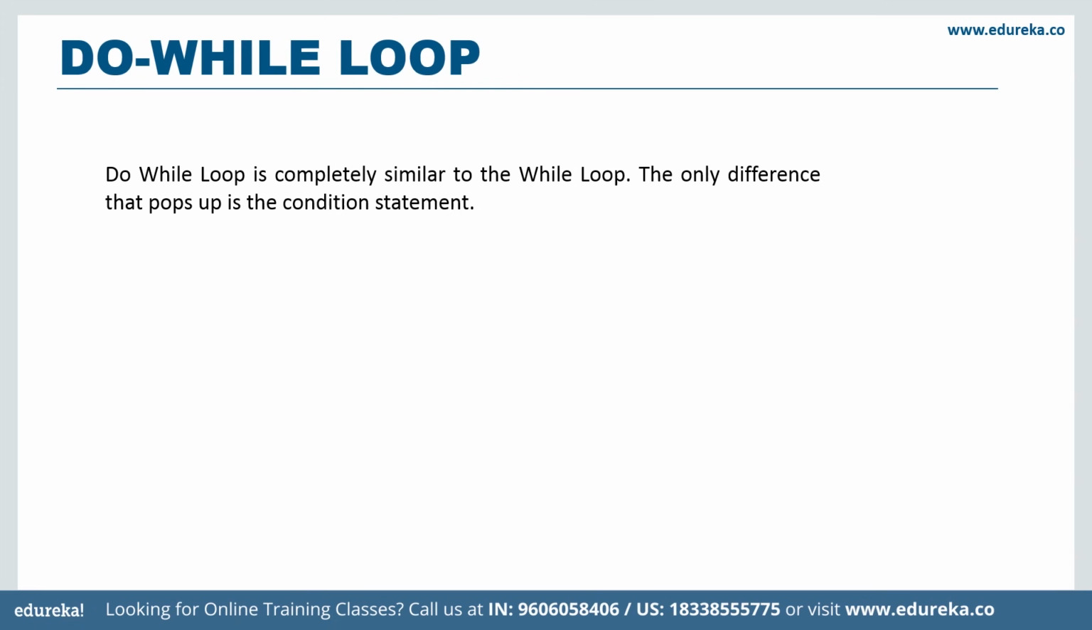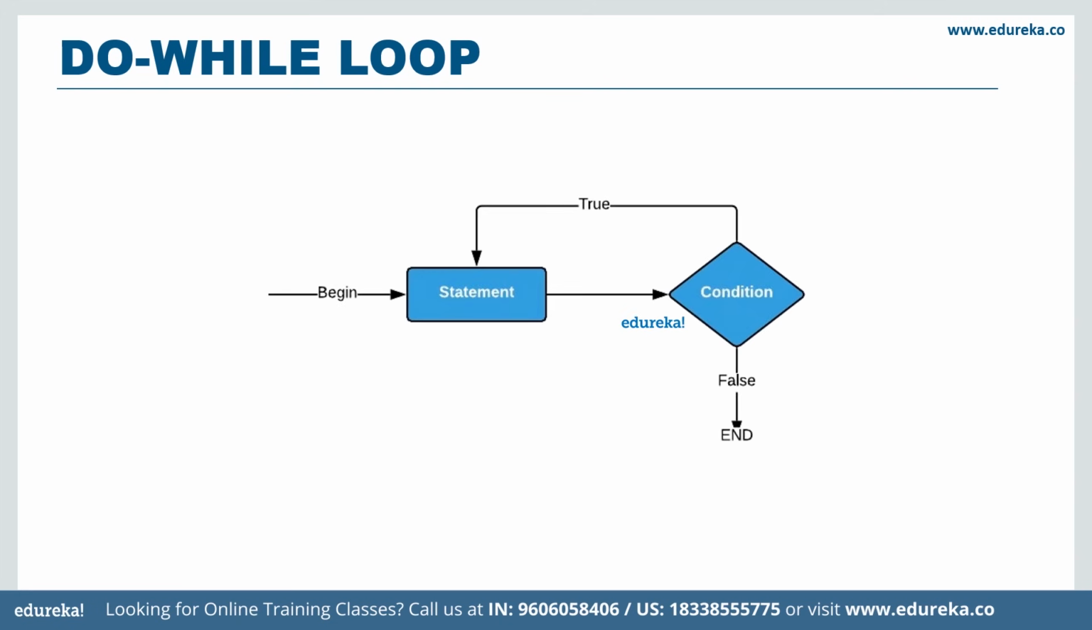Now let's move on to the next type of loop, which happens to be do while loop. The while loop and do while loop are completely similar to each other, but the only difference is the condition block will be placed at the end of the loop. So here the control begins at the execution of statements first. Once the statement is executed, then the condition is checked. If the condition is true, then the statements will be executed again. In case it is false, then the control exits the do while loop.